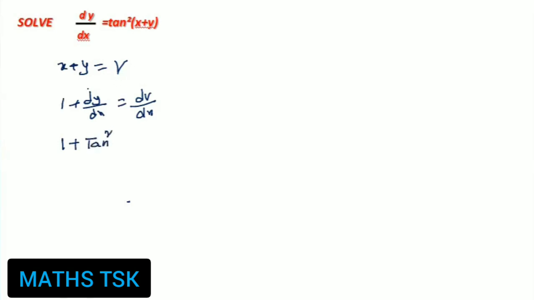Tan square x plus y is v, equal to dv by dx. Okay, I think now it's clear. Next, dx is equal to 1 by 1 plus tan square v into dv. Now integrate on both sides.